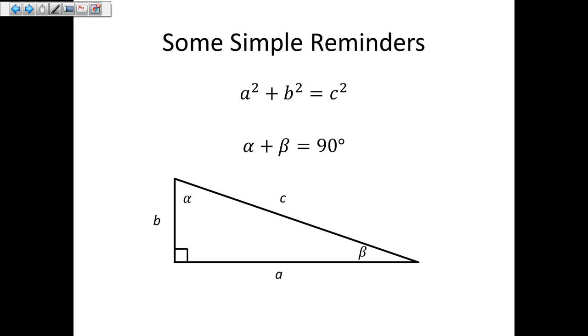And remember that since it's a right triangle, one of those angles is known, that means that the other two angles have to add up to 90 degrees. Okay, just a couple quick reminders to get you through this section.